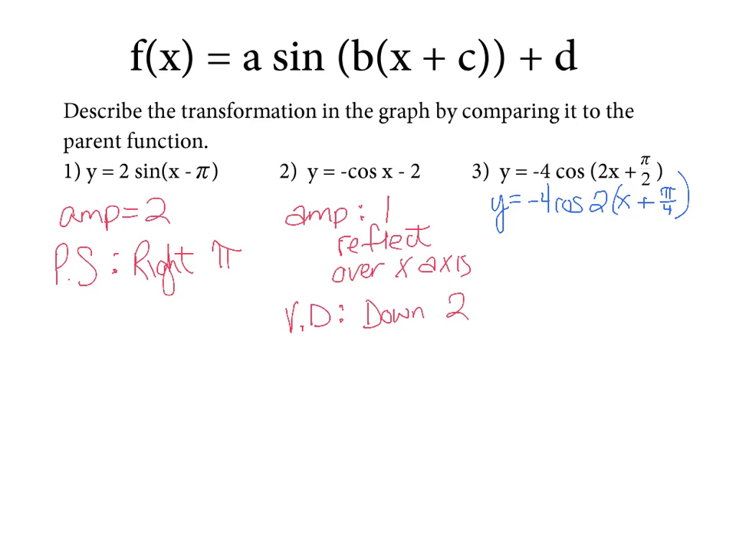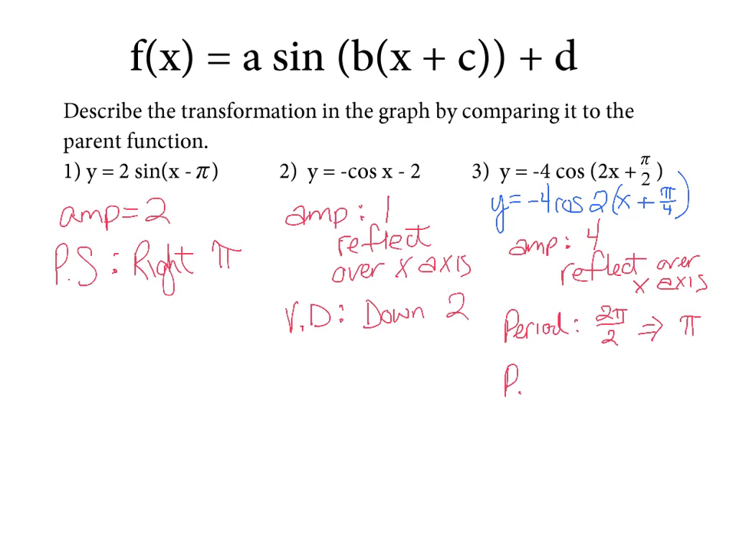Once you've done that, you can go through and say, all right, the amplitude is going to equal 4, but because of the negative, it is going to reflect over the x-axis. The b value is 2. I'm going to use the b value to figure out my period. It's going to be 2 pi over b, which would just simplify to pi. That's going to end up being a horizontal shrink because it doesn't take as long for the wave to start repeating.